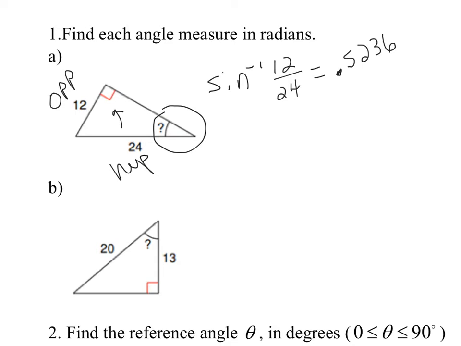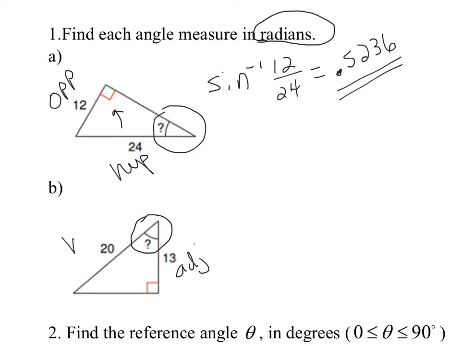This question is asking me to give the answer in radians. So if your calculator gives you a decimal like this, that's radians. Now, if your calculator is in degree mode, you're not going to get the radians, so you might want to change the mode of your calculator to radians so that you can get the correct radian measure.